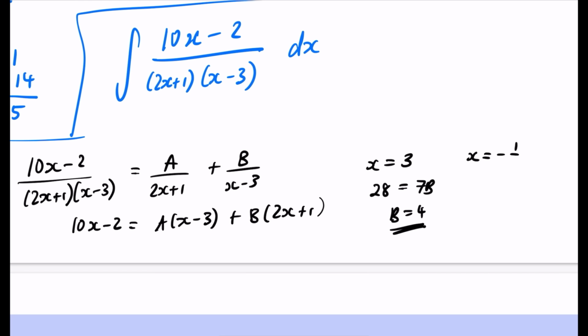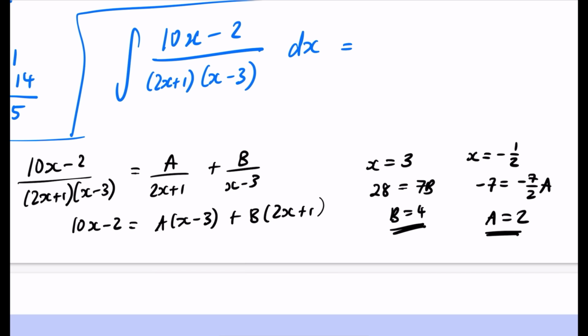Now, if x was equal to minus a half, that's to get rid of this part. That would be 10 times by minus a half minus 2. That's minus 7 on the left-hand side. And if it is minus a half, that would be minus a half minus 3. That is going to be minus 7 over 2a. So I shall do minus 7 divided by minus 7 over 2. That just means that a is equal to 2.